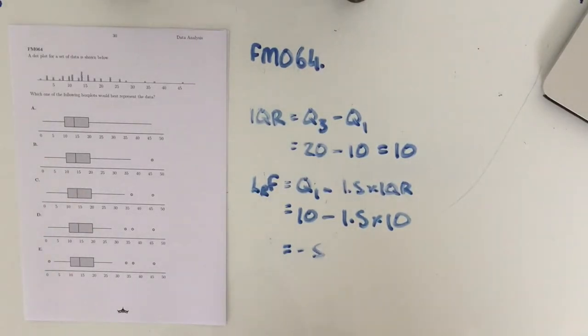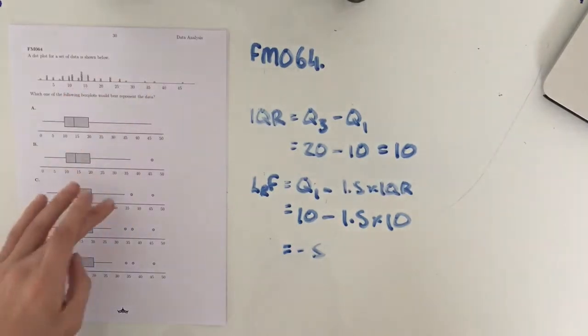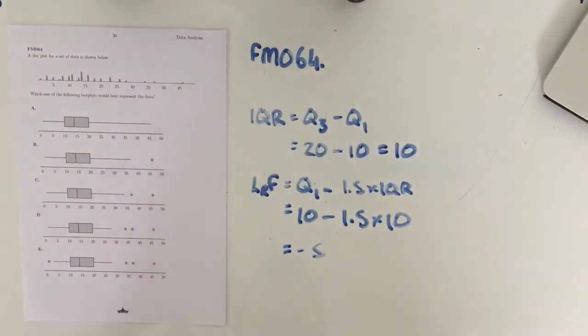So judging by what we saw before, our outliers should only be above 35, which means that this value at 37 should be an outlier and that value at 46 should be an outlier. C is going to be our final answer.